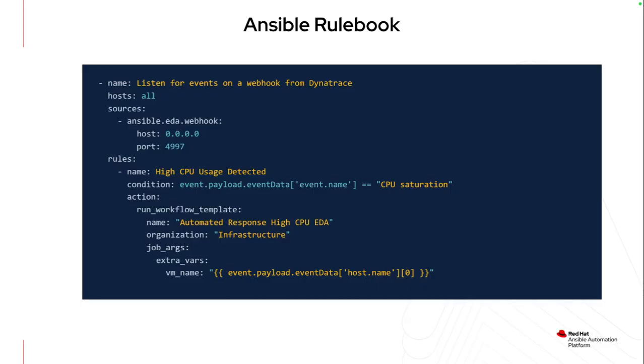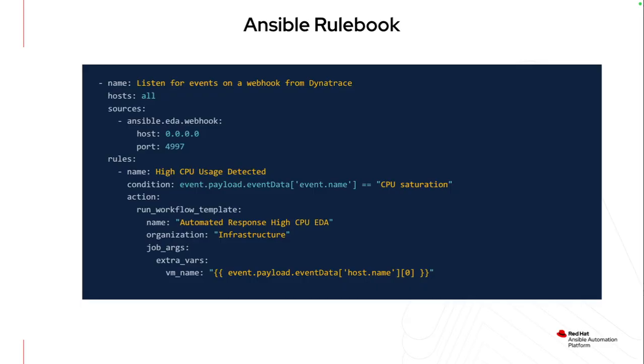For my rule itself, I'm specifically listening for one event, in this case, CPU saturation. And I'm going to run a workflow that I already have called automated response high CPU EDA. I only want this to run across a single host. I don't want to add 2 cores across every single virtual machine in my environment. Not a great idea. So I am passing in that virtual machine name so I can make sure I only update this on a single host.